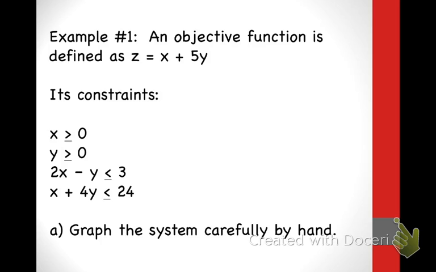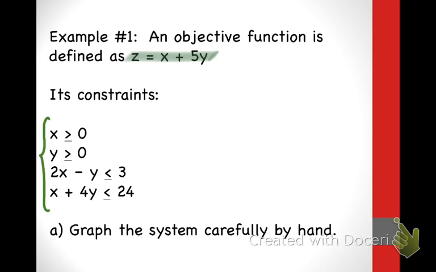So we're going to go through this example here. We have this objective function, and we could think of this as either a cost or a profit function, but for us it's just going to be our objective function. And that's what we're going to try to maximize and minimize. We're going to try to find those values. So we have these constraints. This is my system of inequalities here.